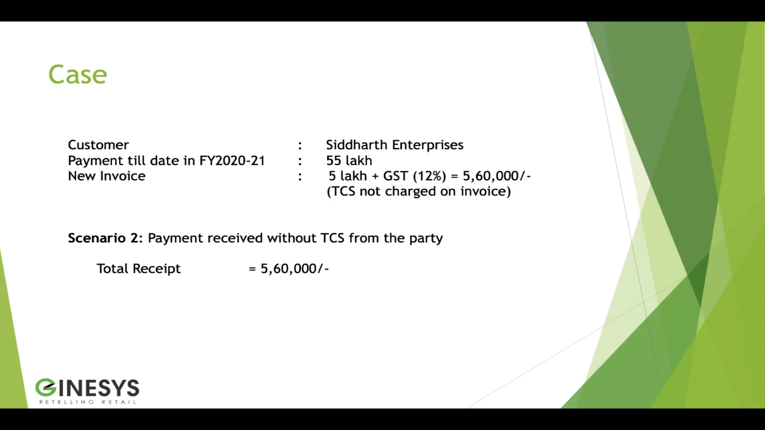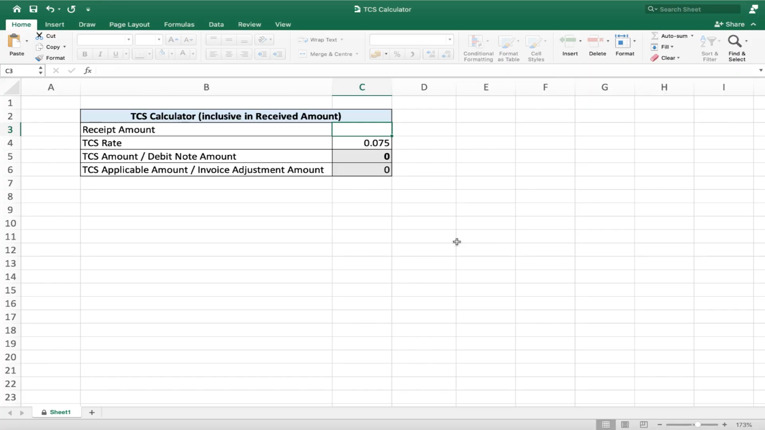Now the other scenario can be that the party does not remit us the TCS amount and just pays us the invoice net amount, that is 5,60,000. Now let's see how to do that. For this we need to calculate the TCS amount which is inclusive of the 5,60,000 which we have received from the party. You can calculate the same using a calculator.